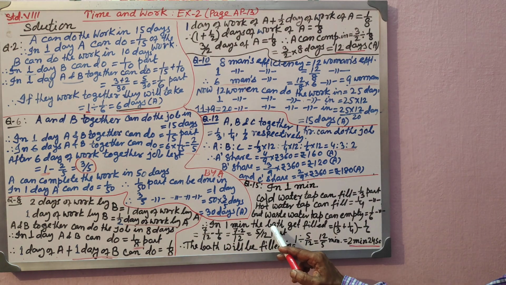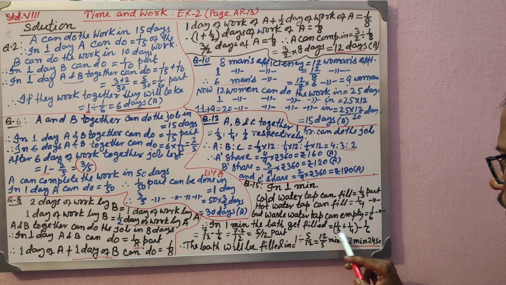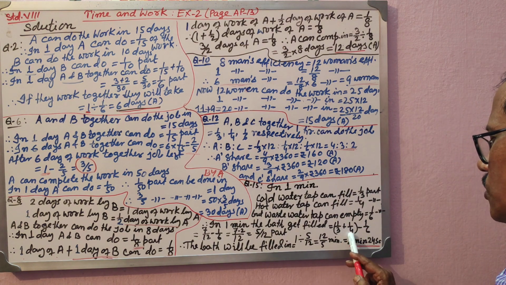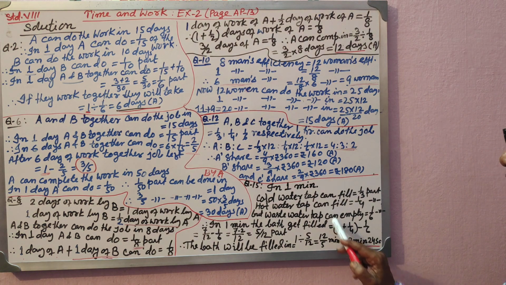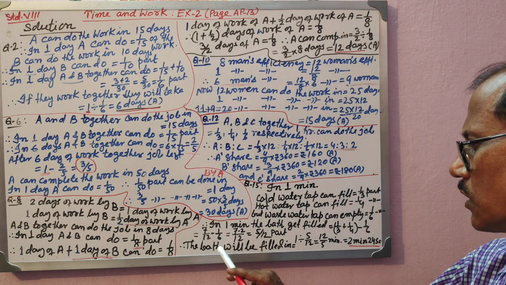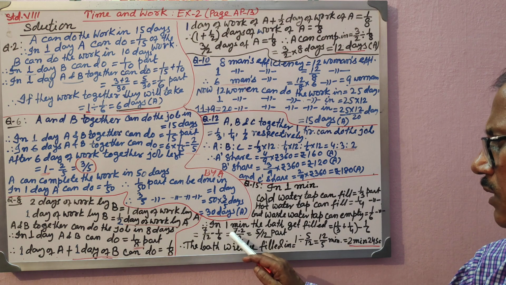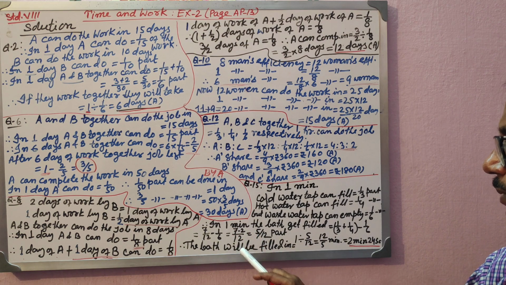Okay, so in 1 minute, what is happening? If all the taps are open, then it will be filled because the filling rate is more. So 1 by 3 plus 1 by 4, both are filling. So these two will be added and the emptying tap's rate will be subtracted. 1 by 6 will be subtracted. If you are adding, then 12 will be the LCM. 4 plus 3 is 7. 7 by 12 minus 1 by 6 will be the filling. The denominator will be 12, 7 minus 2. So the 5 by 12 part will be filled in 1 minute.